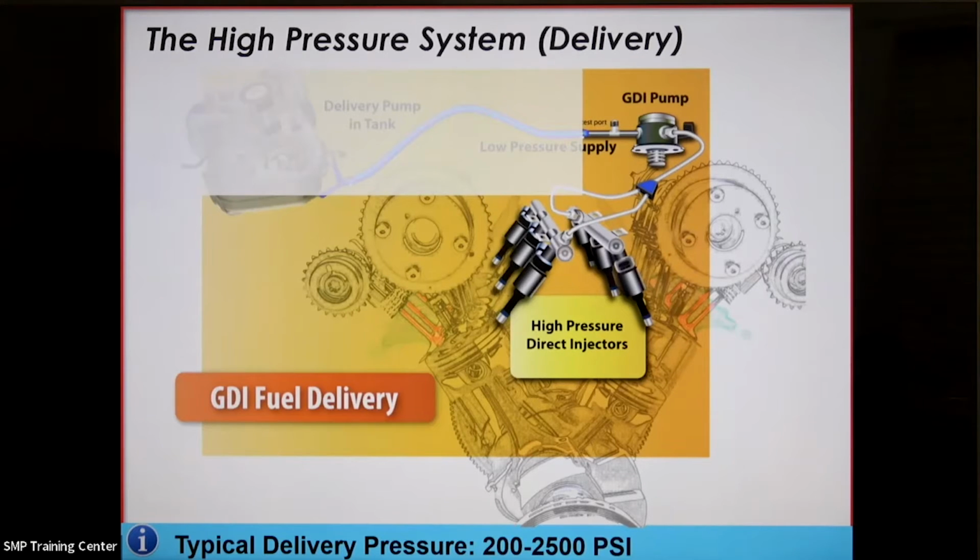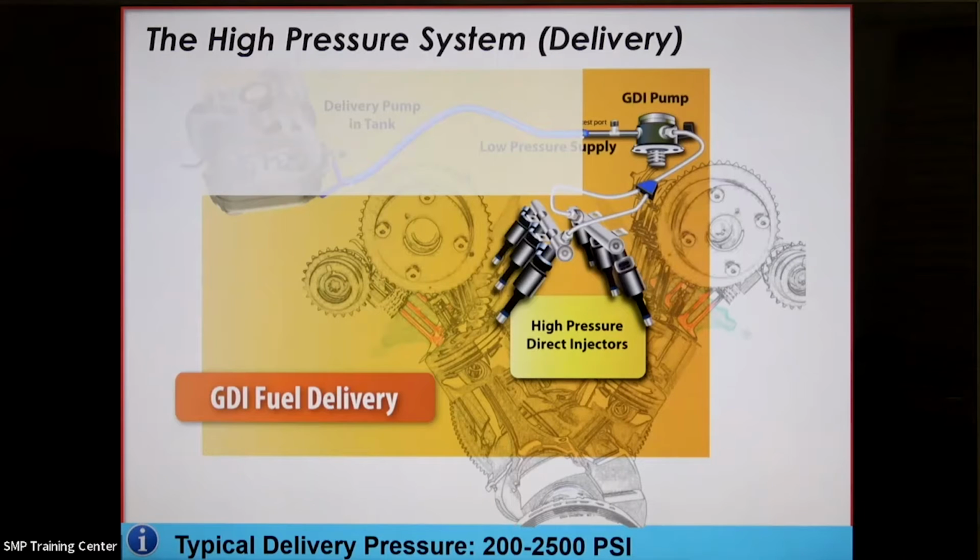Now, this high pressure pump is going to be driven by a set of lobes on the camshaft. We're going to take a closer look at that in a few minutes. So then we're going to deliver that high pressure fuel to the fuel rail, where it then will be distributed to each injector that corresponds to each cylinder. And so we're going to use that method to deliver fuel into the cylinders.